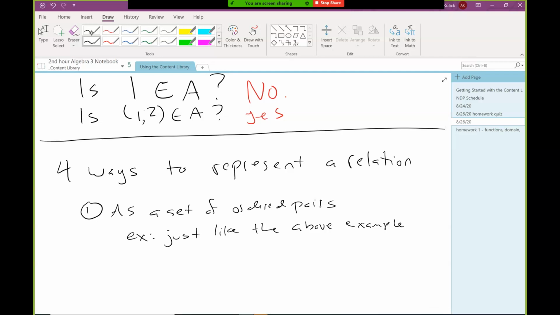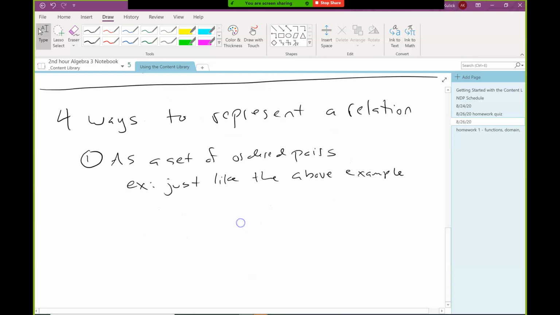Now that set of ordered pairs could be finite or infinite. For this kind of class, we really would only be talking about finite ones. If you're in the honors class, we would also expect that you're able to deal with infinite situations, but not here.